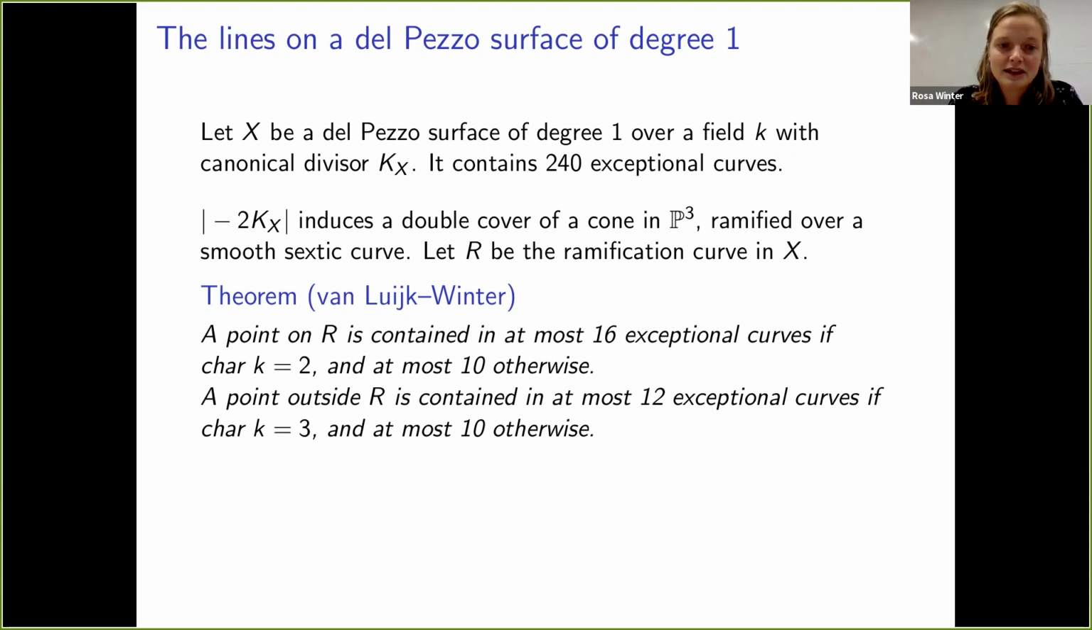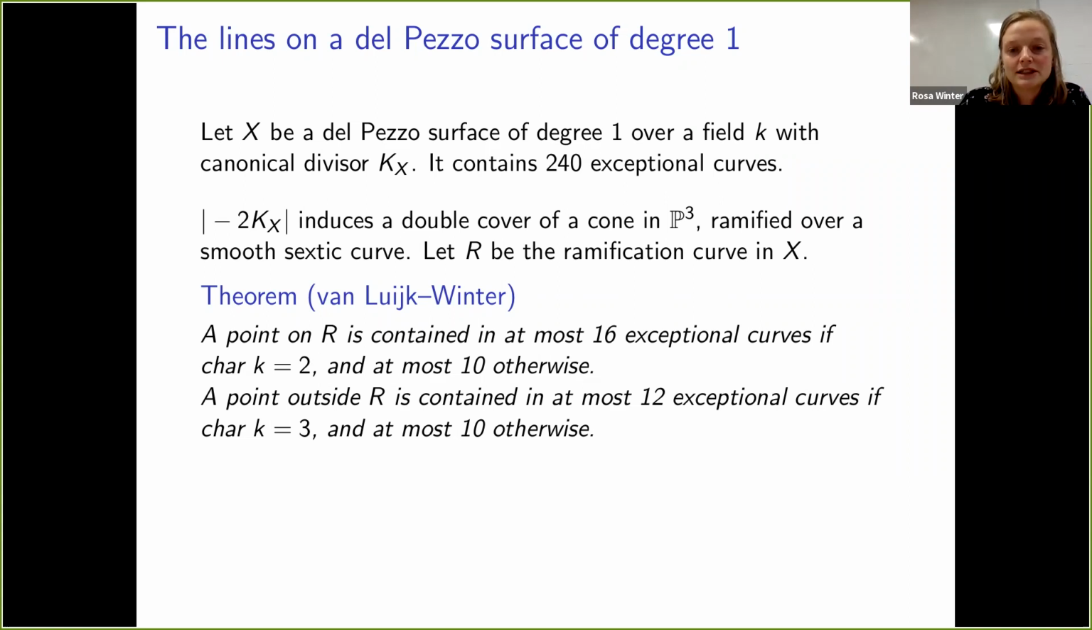And in a result, together with Ronald van Luijk, my PhD supervisor, we proved that a point on the ramification curve of this double cover is contained in at most 16 exceptional curves if the characteristic of your field is 2, and at most 10 otherwise. And a point outside the ramification curve is contained in at most 12 exceptional curves if the characteristic is 3, and at most 10 otherwise.